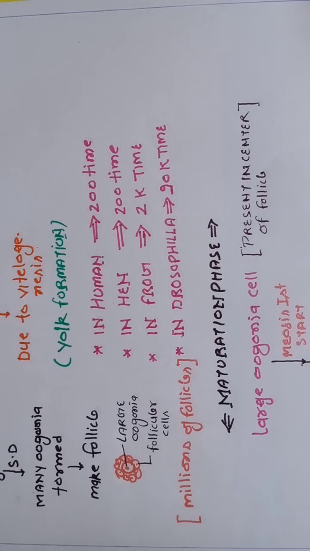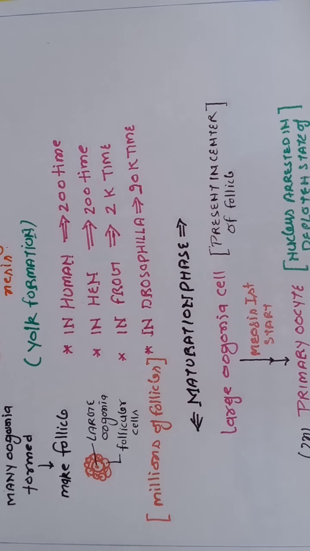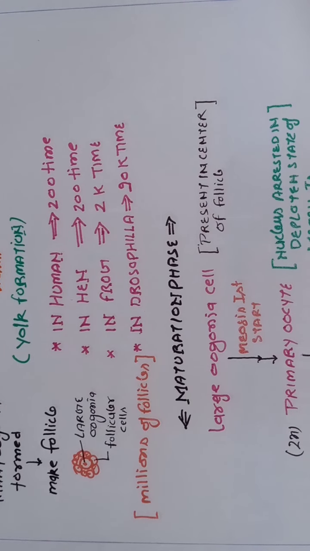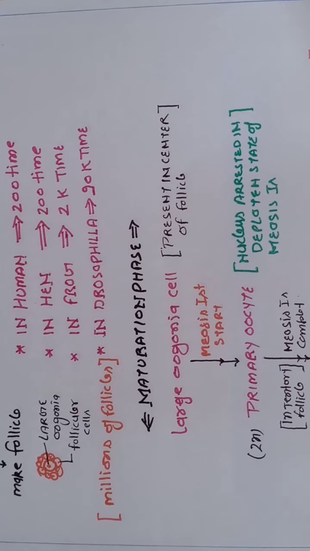Now in this part, I will discuss only the meiosis division, how the meiosis division is completed here. The large oogonia cell which is present in the center, first of all, its meiosis starts. What kind of meiosis? Meiosis first. And this meiosis first starts and is arrested in which stage? The nucleus is arrested in the diplotene stage of meiosis division. Now this oogonia which is present in the center of the primary follicle is now known as the primary oocyte. The complete follicle is known as the primary follicle, and the centrally placed oogonia is now known as the primary oocyte.